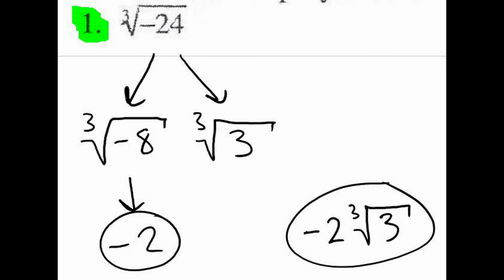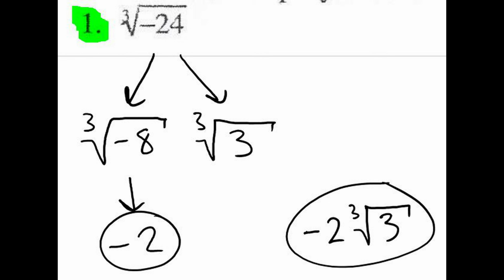And then the cube root of 3, well, you could do that on a calculator. You get a big long decimal. So instead of doing that, we're just going to leave it as the cube root of 3. So we put the negative 2 and the cube root of 3 together, and that's our answer. Negative 2 times the cube root of 3.